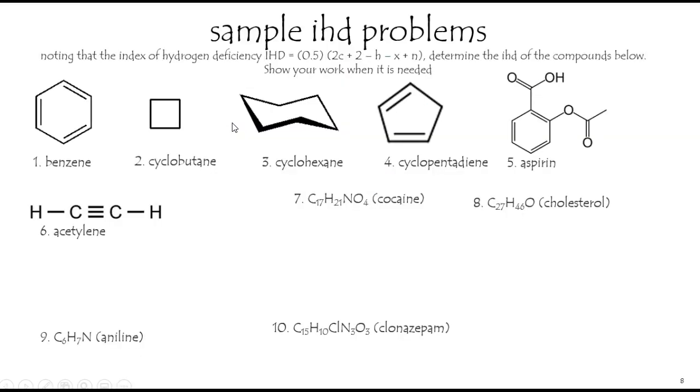Let's apply it. Give me the IHD of all these substances. Now, honestly, there's no reason even to write the molecular formula for these. You just add them up. Benzene, 3 double bonds and a ring is 4. Cyclobutane, 1 ring is 1. Cyclopentene, 1 ring and 1 double bond is 2. Cyclohexadiene, 2 double bonds in a ring is 3. Aspirin we did before, it's 6. Acetylene we did before, it's 2.